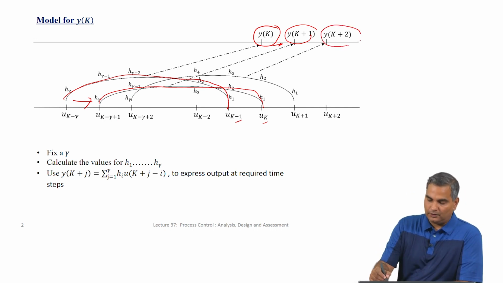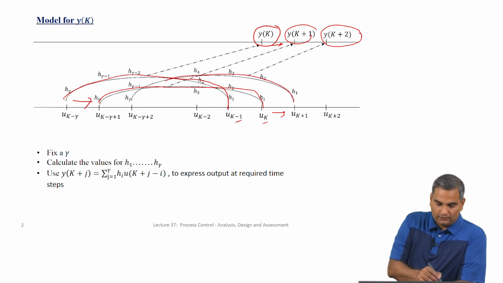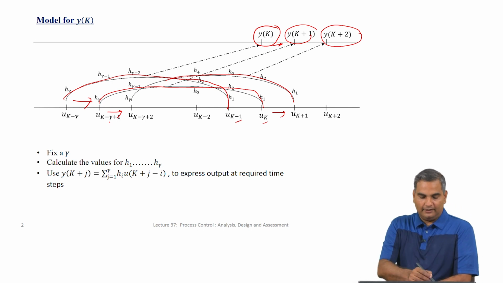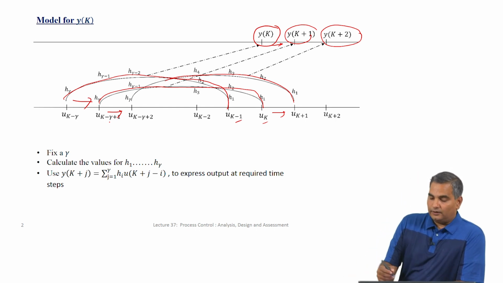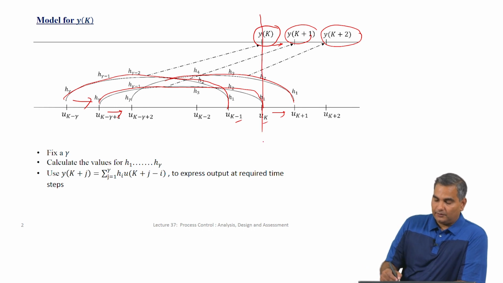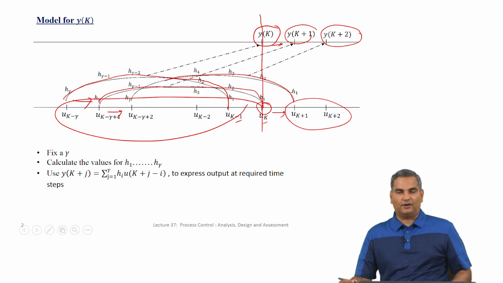Similarly, if I want to look at yk plus 2, I look at this envelope here. So, I slide this one, slide this one. So, I need values for uk minus gamma plus 2 all the way up to uk plus 1 for me to be able to predict yk plus 2. So, this goes on. If I am at time k, I still can write these expressions for yk plus 1, yk plus 2 in terms of inputs that have already occurred, which are here, and the input that I am going to make now, and future input. So, this is the key idea which we have talked about quite a bit.